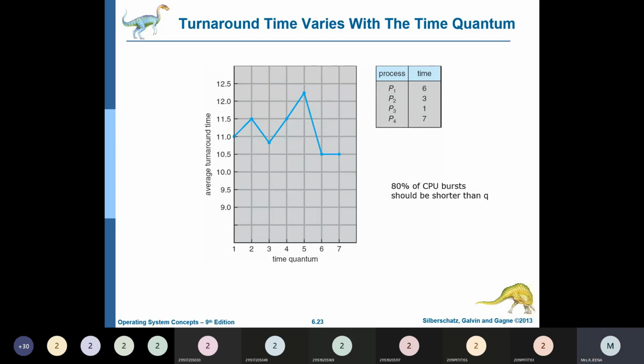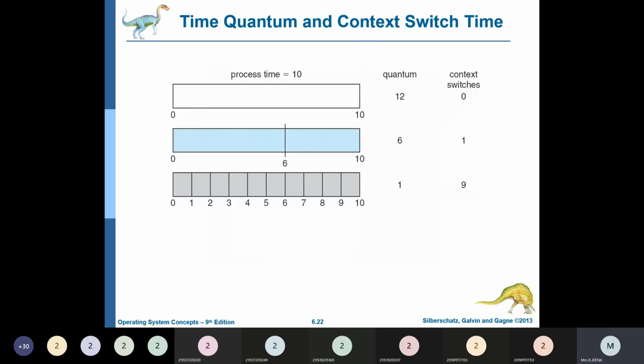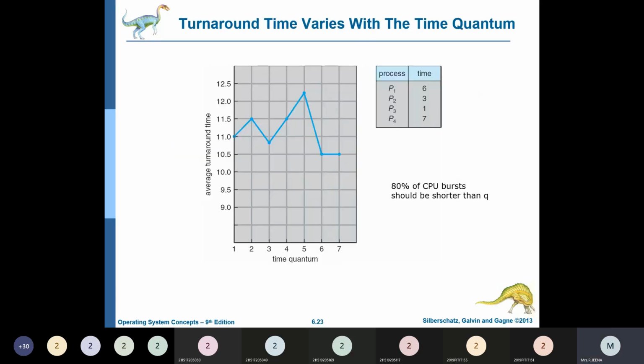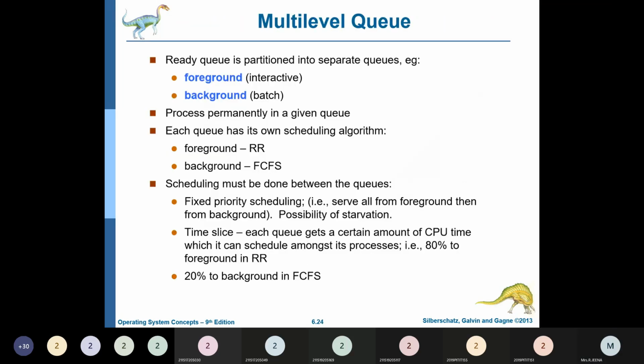80% of the CPU bursts should be shorter than the time quantum. That is, the CPU burst is shorter than the time quantum. That is what we have seen here, right? 10 is lesser than 12, like this. So next we are heading to multi-level queue. So what is a multi-level queue?